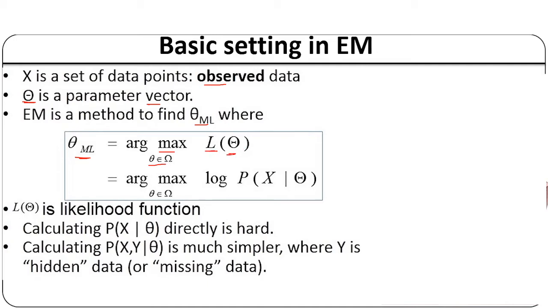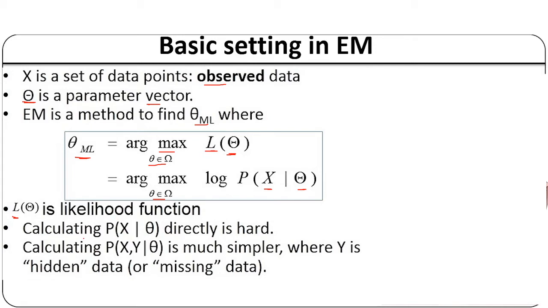Here we are going to find out the data which is maximally similar to the given values. Out of that we are going to find the argmax over theta in omega of the log of the probability of capital X given theta, which is the conditional probability of X when given theta. So these are the notations or abbreviations for the symbols. L of theta is the likelihood function, showing how it resembles the given values.